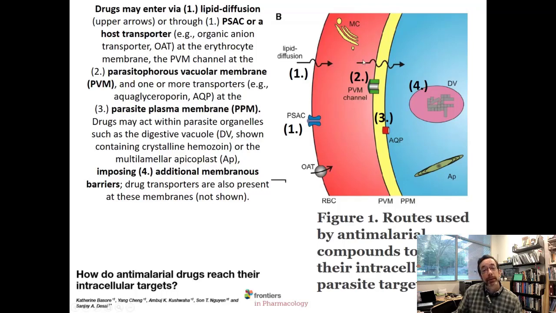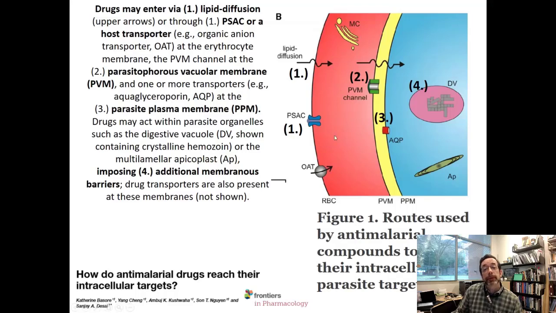Then it has to get into the malaria parasite, and there are actually 2 different membranes on the outside of the parasite in the form inside the red blood cell. And once it gets past those 2 membranes, membranes number 2 and number 3, it will possibly have a 4th membrane. It has to get into one of the organelles inside the parasite. They also have membranes. That's a lot of membranes.